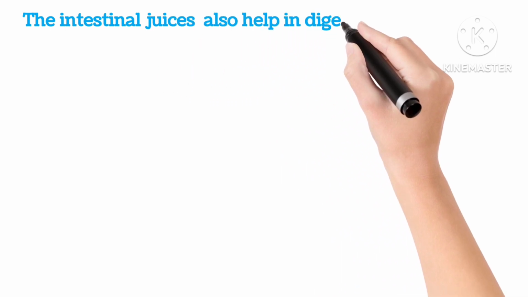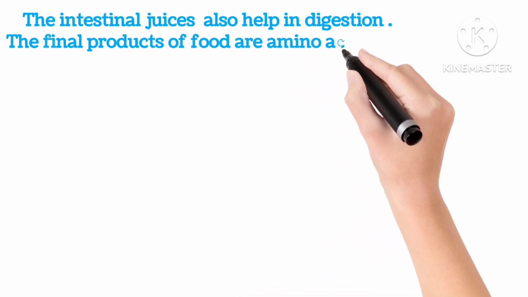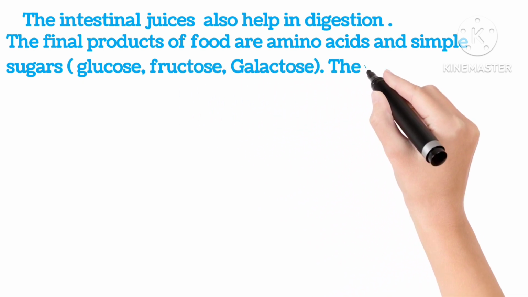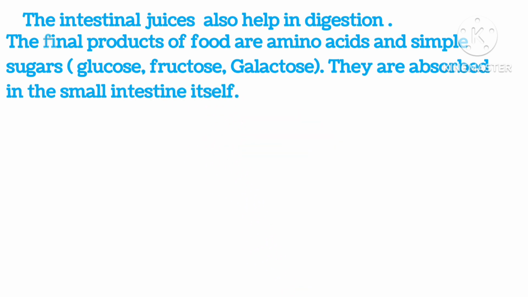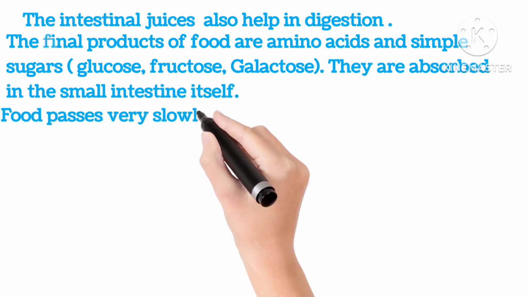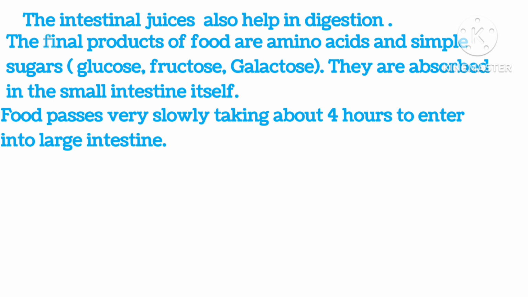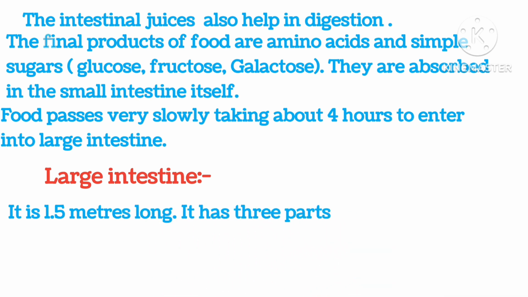The intestinal juice also helps in digestion. The final products of food are amino acids and simpler sugars: glucose, fructose and galactose. They are absorbed in the small intestine itself. Food passes very slowly, taking about 4 hours to enter into the large intestine. Now, large intestine. It is 1.5 meters long and has 3 parts: cecum, colon and rectum.